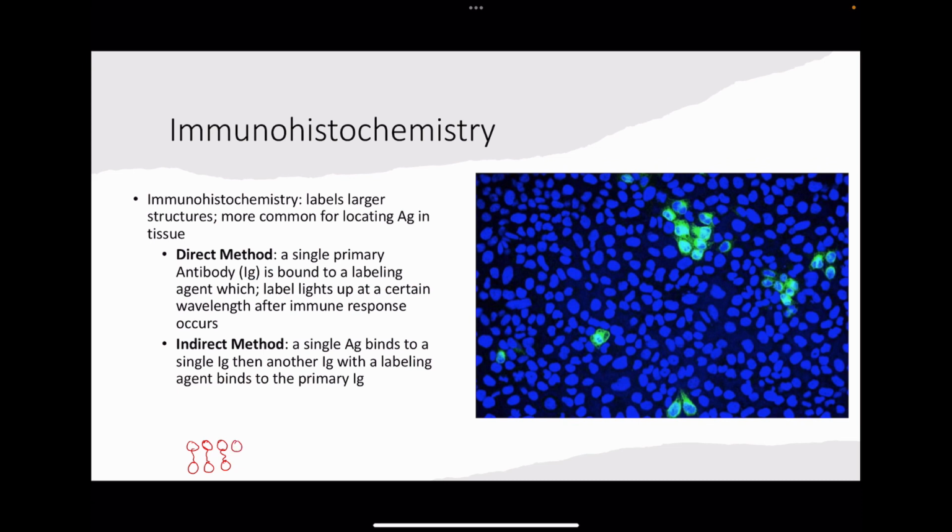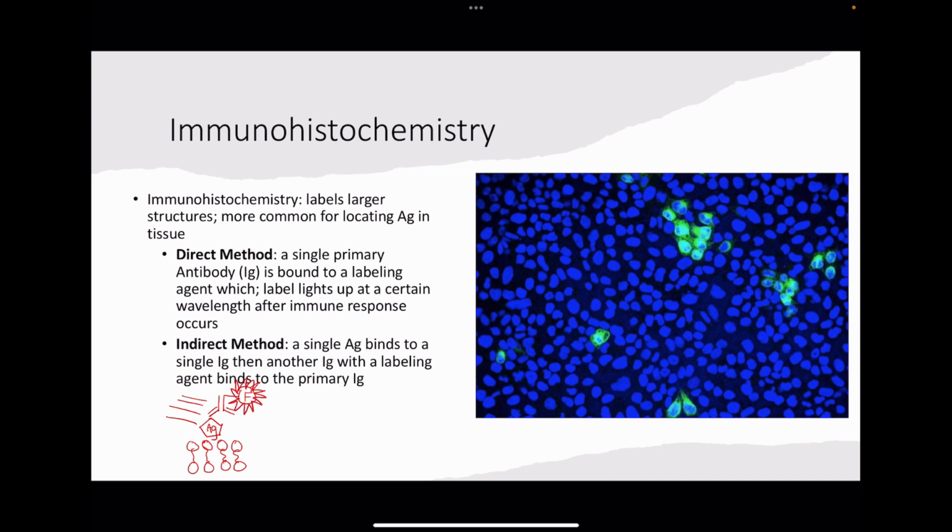Of course, we're not drawing this to scale, but let's say we have a sample of tissue and then we have an antigen sitting right on top of that tissue. We're going to take an antibody, preferably IgG, that is already bound to a labeling agent. Now, this labeling agent is usually a fluorophore or a chromophore. And once this labeling agent binds to the antigen, right here, this is our antigen, we can shine light of a certain wavelength on it, and this labeling agent will light up and it will look very bright and neon.